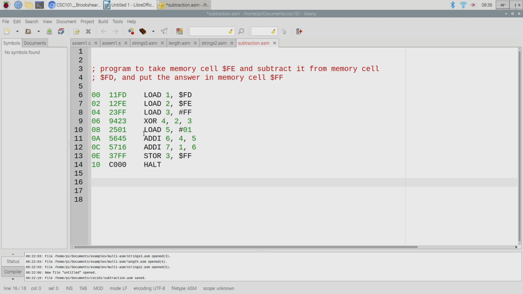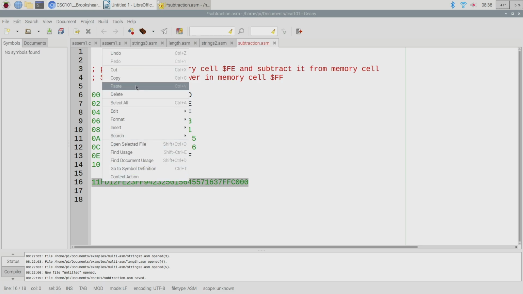Okay? All right, now, what I'm going to do is take the column that has all of the instructions and just put them all in one line. So 11FD, 12FE, 23FF, 9423, 2501, 5645, 5716, 37FF, C000. Okay, so I'm going to take this and copy it.